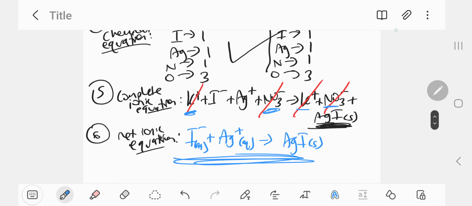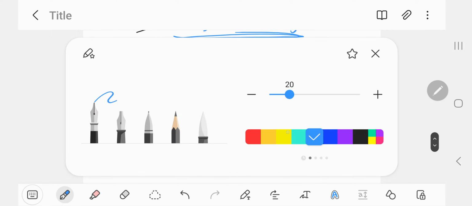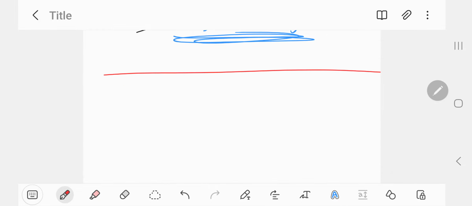Let's do another example. It's the same idea from here. Let's do aluminium chloride reacting with sodium hydroxide.